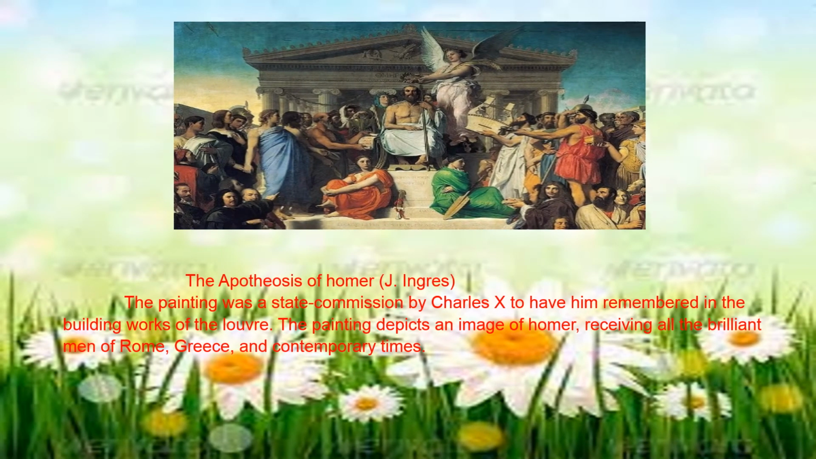Next is the Apotheosis of Homer. The painting was state commissioned by Charles X to have him remembered in the building works of the Louvre. The painting depicts an image of Homer receiving all the brilliant men of Rome, Greece, and contemporary times.